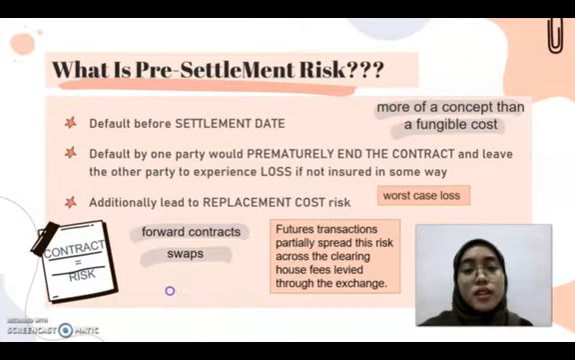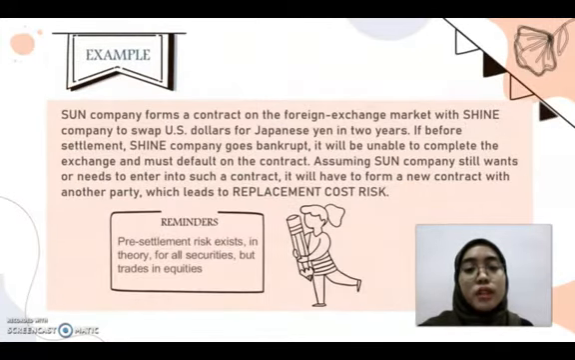For example, Sun Company formed a contract in the foreign exchange market with Shan Company to swap US dollars for Japanese yen in 2 years. If before settlement, Shan Company goes bankrupt, it will be unable to complete the exchange and must default on the contract. Assuming Sun Company still wants or needs to enter such a contract, it will have to form a new contract with another party, which leads to replacement cost risk. We must remember that pre-settlement risk exists in theory for all securities, but trades in equities last for a short duration.